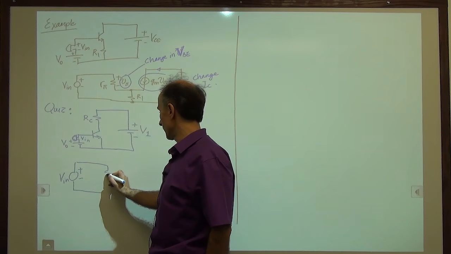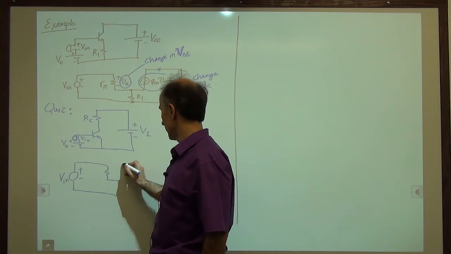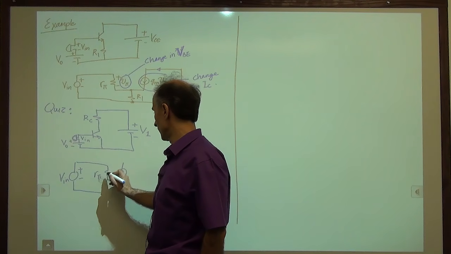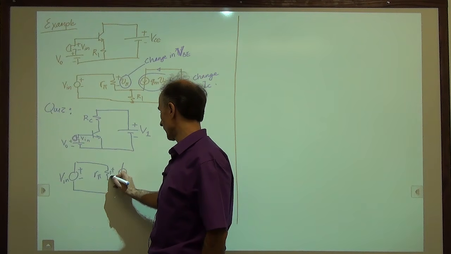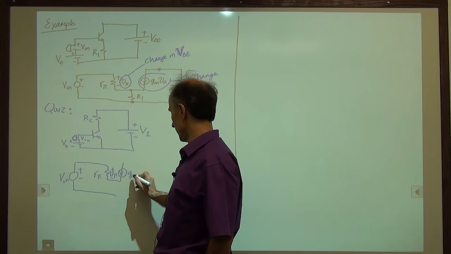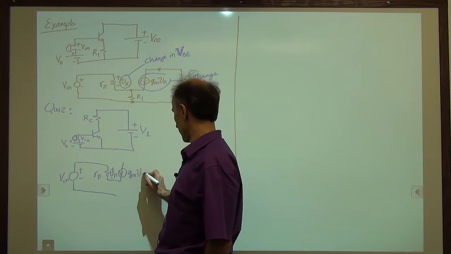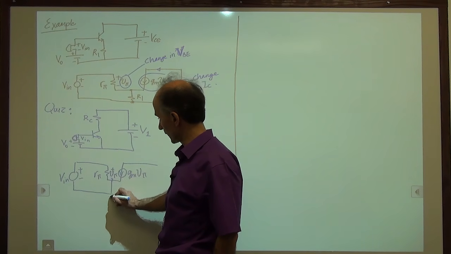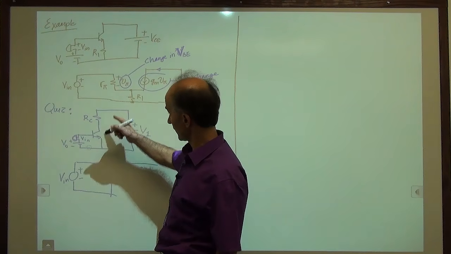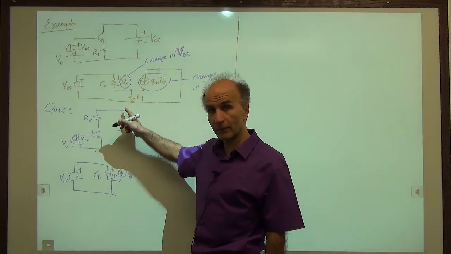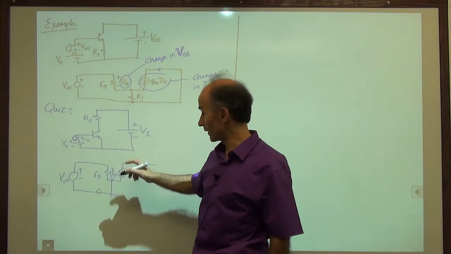We have R pi between base and emitter. Then we have a current source, so R pi here. The voltage across R pi is called V pi. The current source is a dependent current source, GmV pi. The emitter connects to this point directly. We don't have any resistors in this example. And then the voltage source connected from up here to here is set to 0.